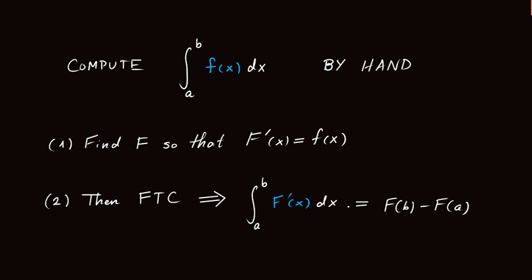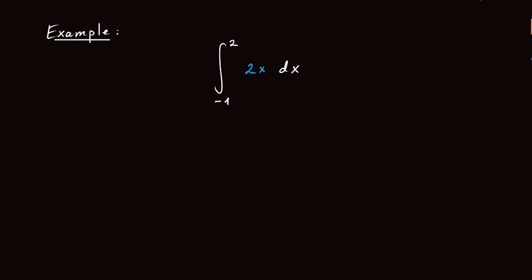Now, why does that help us? Because now if I have F prime of x equal f of x, I can substitute here f of x with F prime of x. So computing this integral is the same as computing this integral. And by the fundamental theorem of calculus, the integral of a derivative is just the difference in the values at the endpoints. And these things I can figure out because I know what capital F is. Let's see an example of that in action.